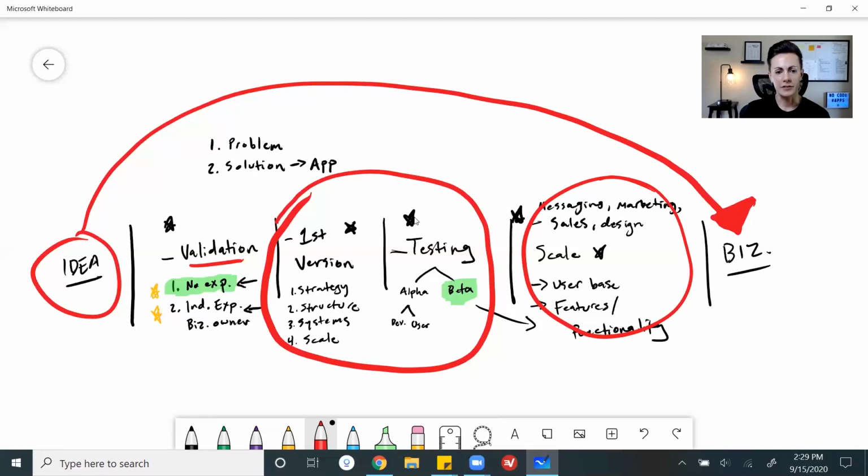But the reality is, you might not necessarily need to go really deep into this initial validation step separately. You do need to go deep into these middle two steps, because you still need to validate your product. Now, this is not validating your idea, right? You already know the problem, you already know the solution, you already have the validation.